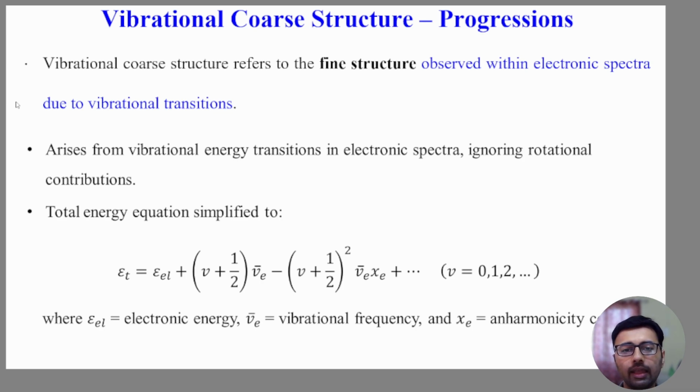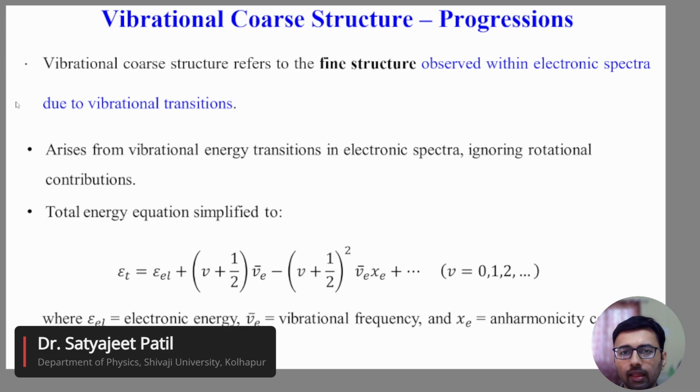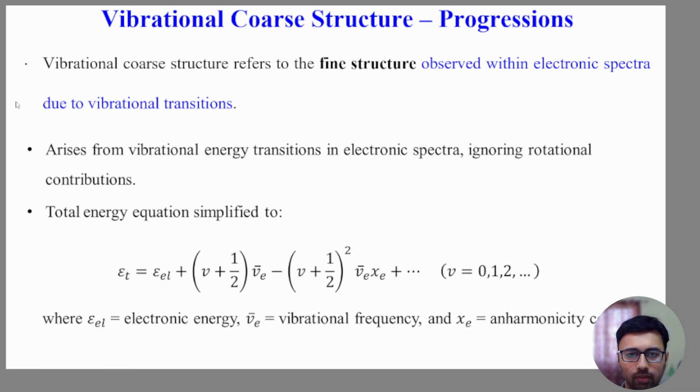The term Xe is called the anharmonicity constant. This parameter describes how real molecular vibrations deviate from the ideal harmonic oscillator model. In a perfectly harmonic oscillator, vibrational energy levels would be equally spaced, but real molecules behave slightly differently. As the vibrational quantum number increases, the spacing between energy levels becomes smaller and smaller. This phenomenon is called anharmonicity.